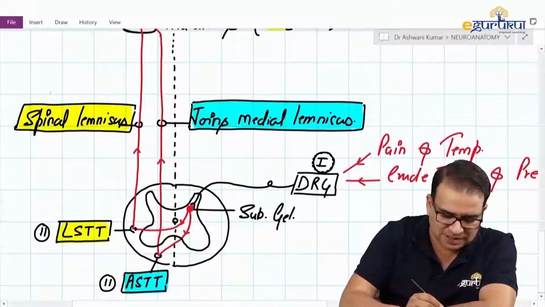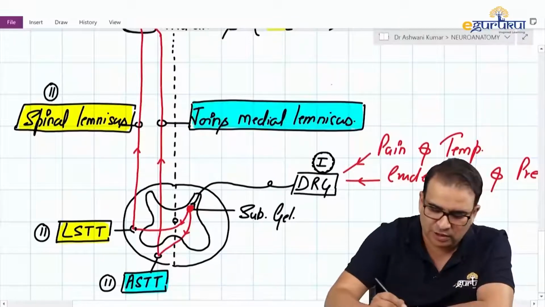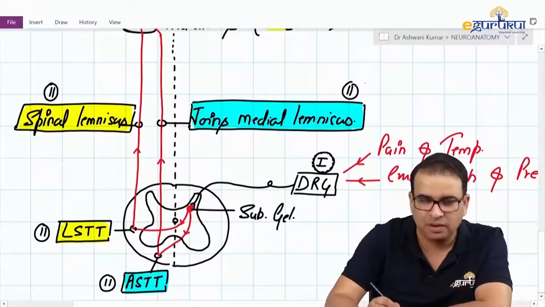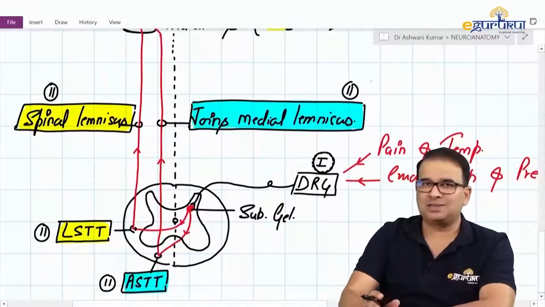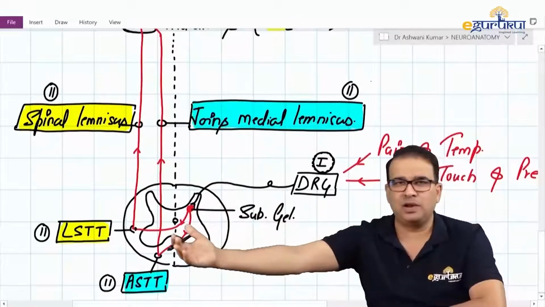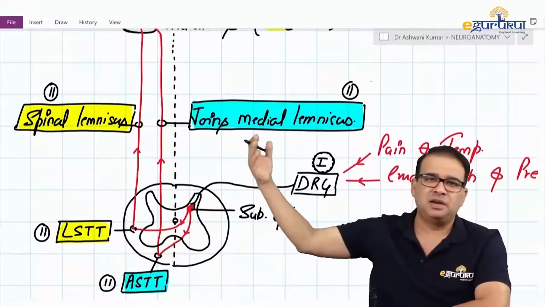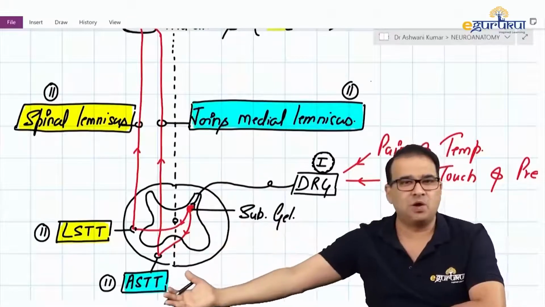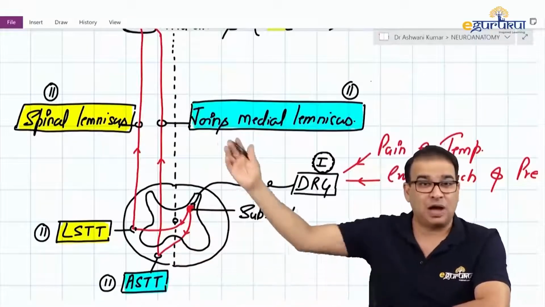So obviously these lemniscus are also which order neuron? They are also the second order neuron. It's just that the name you have to remember. We call it spinal lemniscus in the brainstem. In the spinal cord, we were calling it the lateral spinothalamic tract. Similarly, here is the medial lemniscus. In the spinal cord, it was the anterior spinothalamic tract. This you have to know.